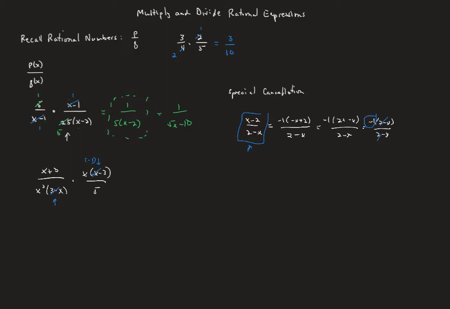Now, in this case, we can also cancel this x with one of those x's, and that's as much as we can do. So we're going to get just that negative 1 times the x plus 3 in the numerator, and our denominator will be 5x squared. And you can leave it like that, or if you want, you could distribute the negative sign. There's no advantage of one over the other here.